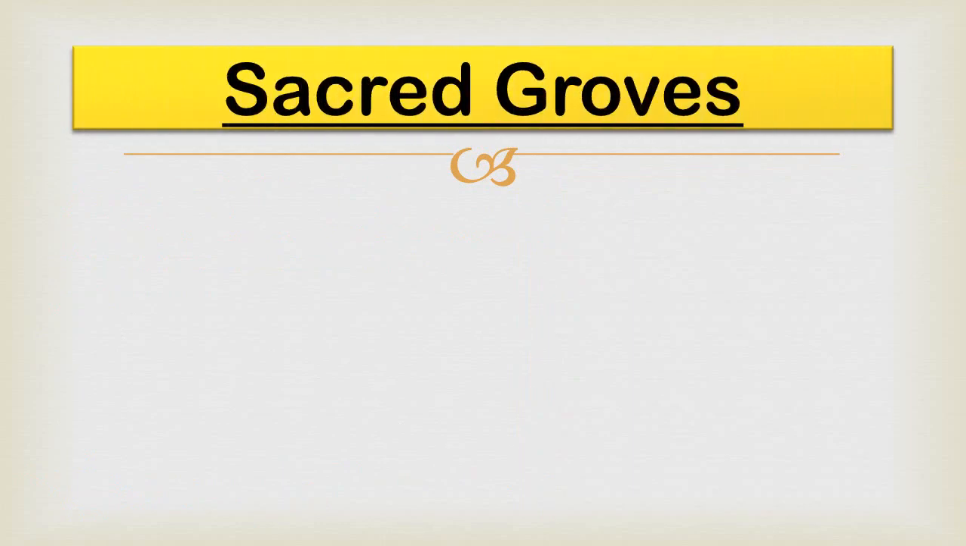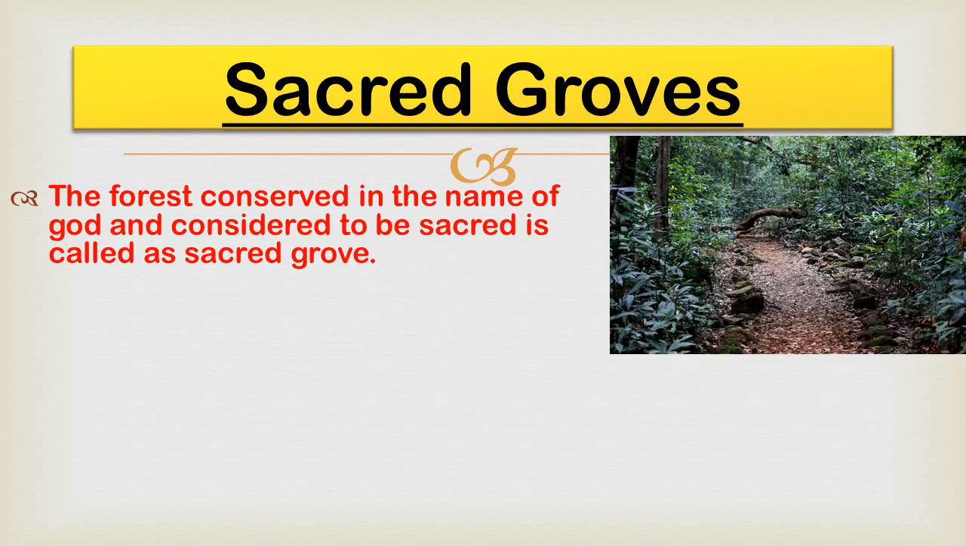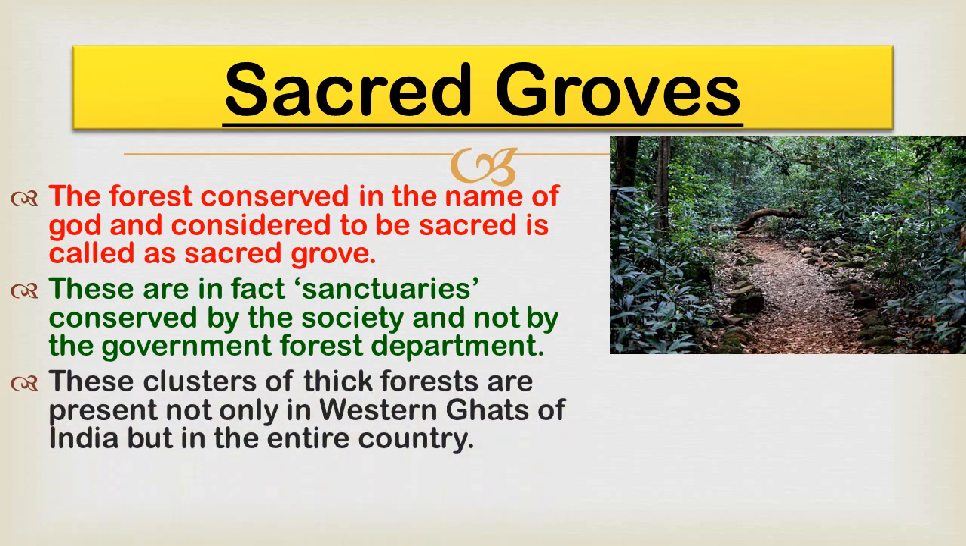Okay, now next let's understand about the sacred groves. So what are these? Students, a forest conserved in the name of a god and considered to be sacred is called a sacred grove. These are in fact sanctuaries conserved by the society and not by the government forest department. And as it has been conserved in the name of a god, it has special protection. These clusters of thick forests are present not only in the Western Ghats of India but in the entire country.